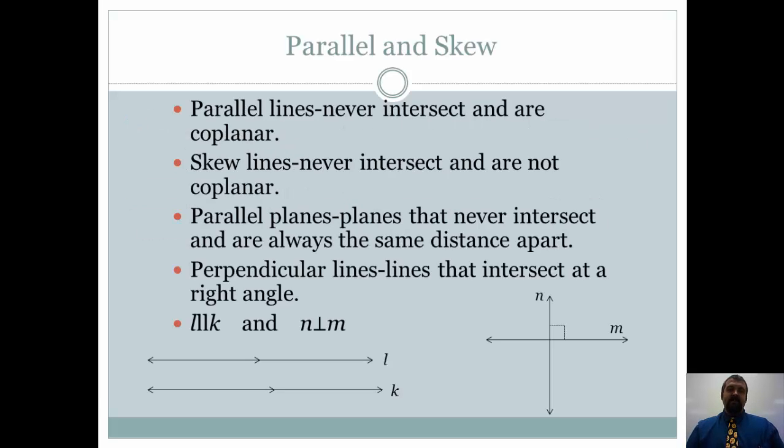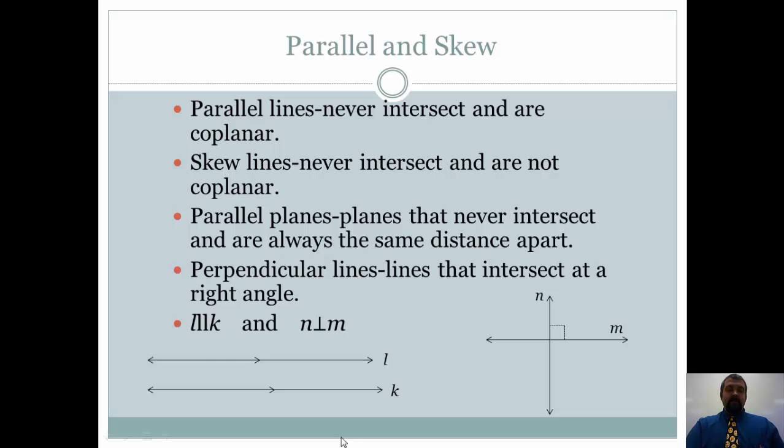Alright, the first two things I want to talk about are parallel and skew. Parallel lines never intersect. Skew lines never intersect. So I have two things that are basically the same thing, they never intersect. Well, the big difference between the two is that parallel lines never intersect and are coplanar, but skew lines never intersect and are non-coplanar. That means parallel lines will be on the same plane and they will never intersect. Skew lines never intersect and are on different planes.